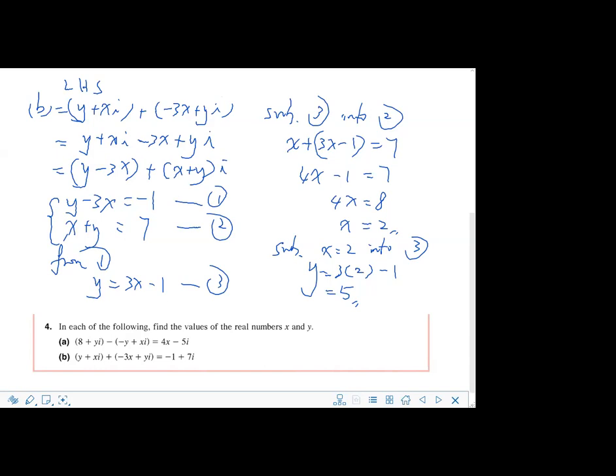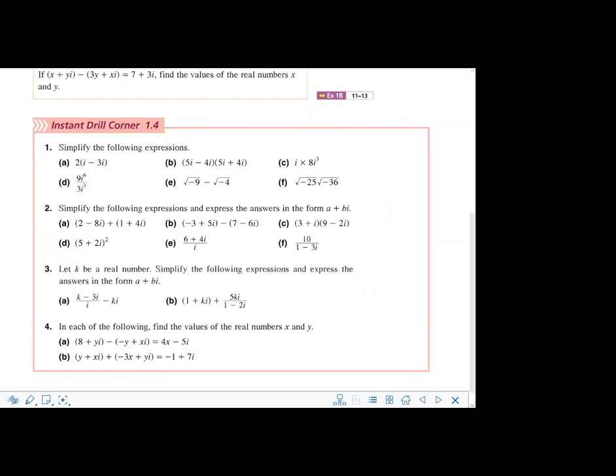So let me clear the board first. Okay. This is question number 28 to question number 40, okay? So classwork. So I give you 5 minutes. Try to do as many as possible.